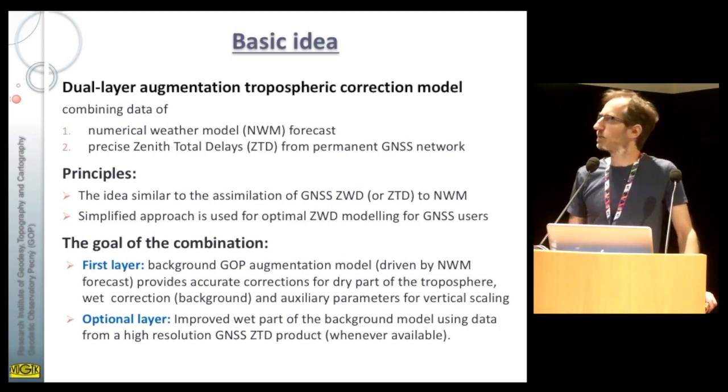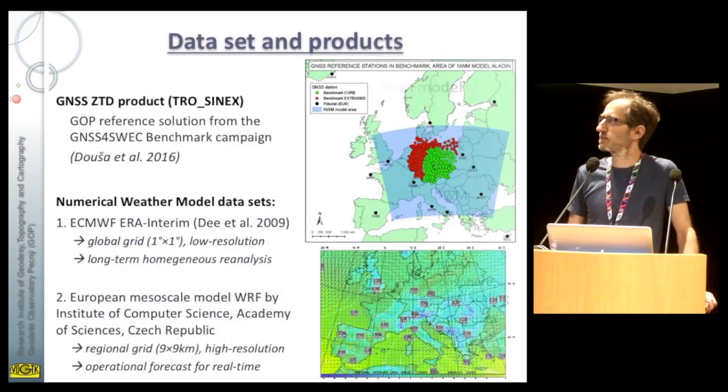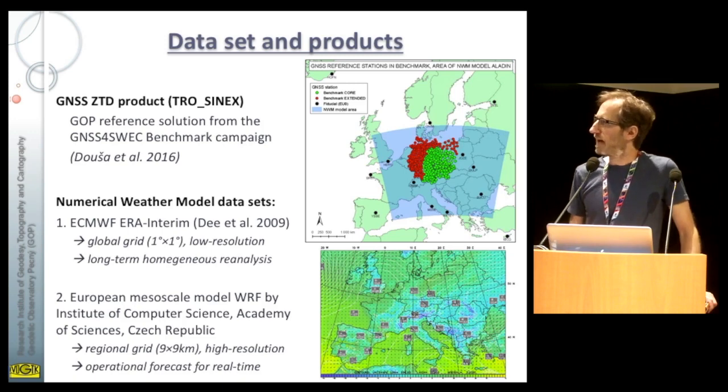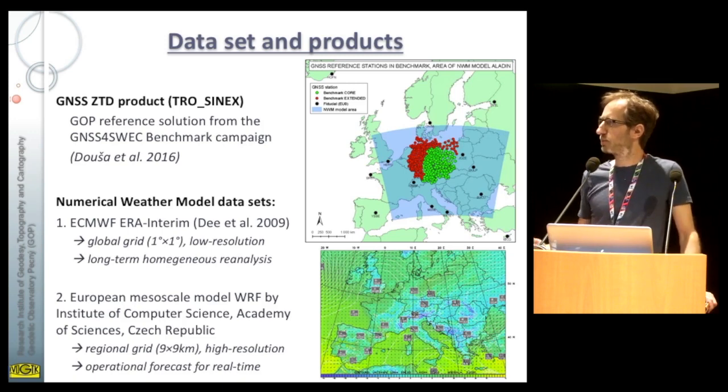The data set in the background is the GNSS for Severe Weather benchmark campaign. I showed it last year, and there is also a paper about this. It is in the domain of Central Europe, and it really covers several study cases over two months in 2013, when there were floods in Central Europe. And we have two numerical weather models.